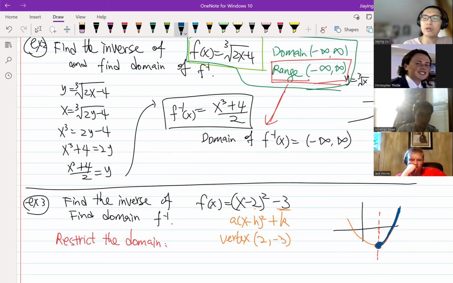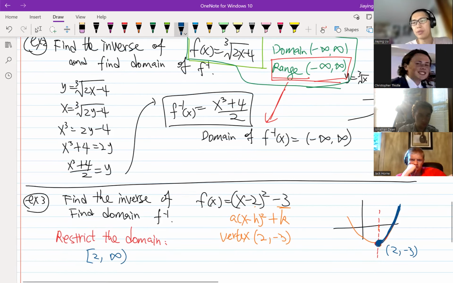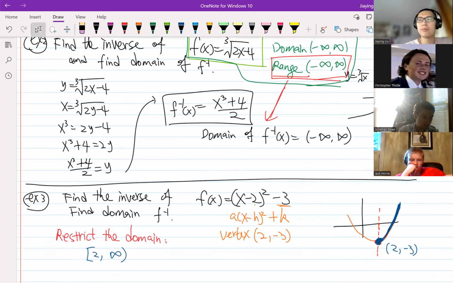So we're going to restrict the domain from the vertex to the right. Remember, the vertex is (2, -3). So we're going to go from 2 to infinity. That's where we're going to look at when we find the inverse. So from here, we're just going to look at the part I shaded in blue, and I'm going to find the inverse of this function. The process is the same because the blue curve here is one-to-one now.